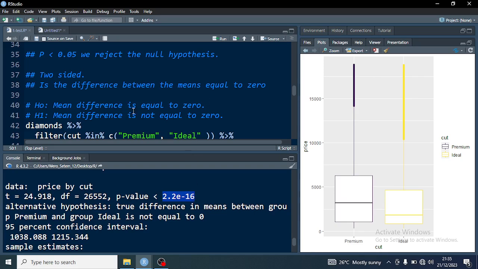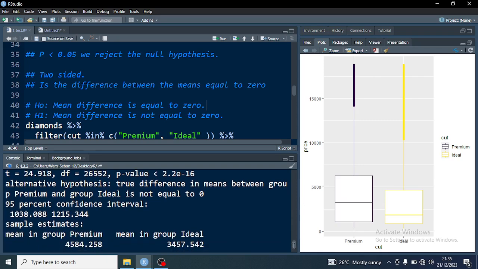If we reject the null hypothesis, we reject that the mean is equal to 0. So we are saying the mean difference is not equal to 0. It's also telling you the alternative hypothesis: the true difference in means between group premium and group ideal is not equal to 0. Here it gives you the mean for premium and the mean of ideal. And this 95% confidence interval also does not include 0.